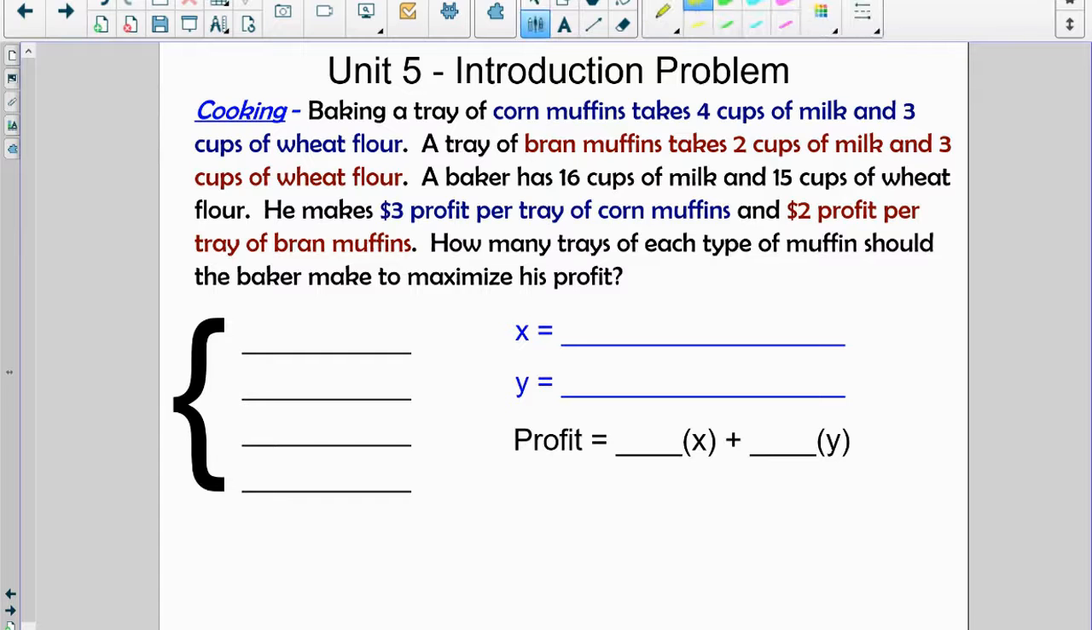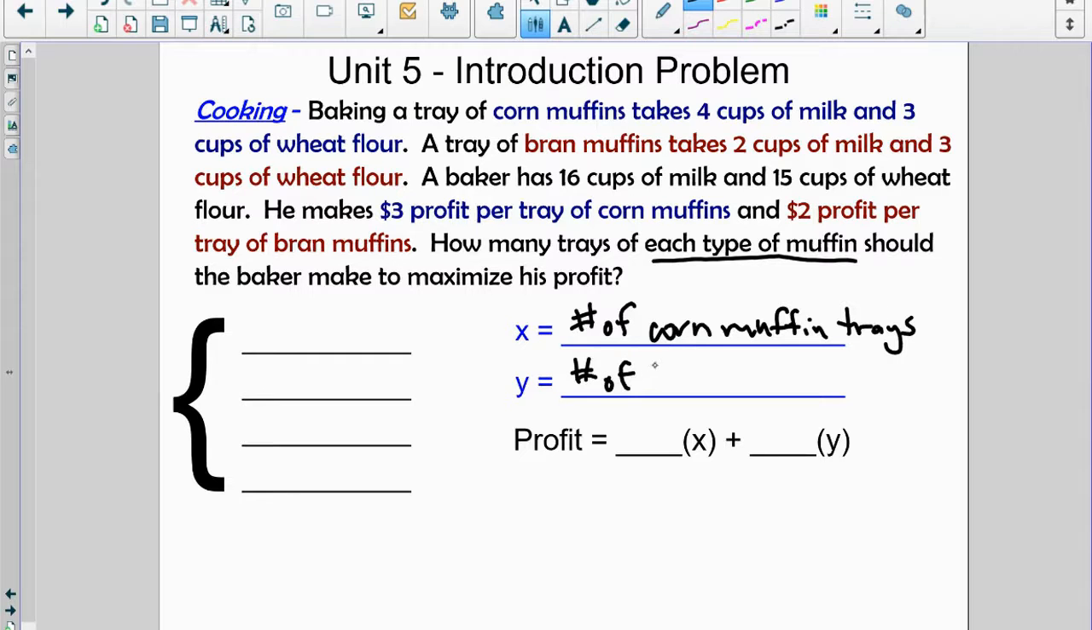The first thing we want to do here is identify our variables, our unknowns. So the two things in this problem that we don't know are the types of muffins. How many trays of each type of muffin? So x is going to be the number of, let's see, what came first? What makes more sense? Corn muffin trays. And then for y, it'll be the number of bran muffin trays. All right, so we've identified our variables.